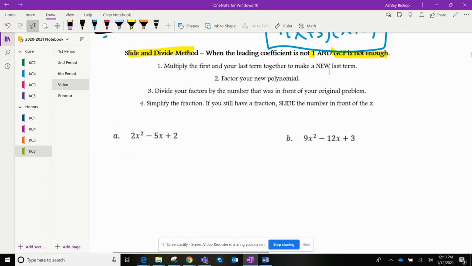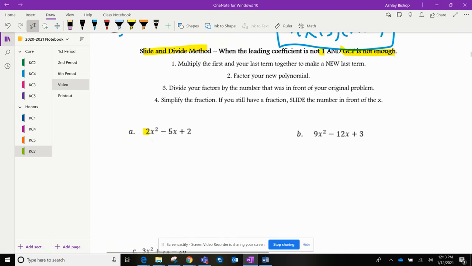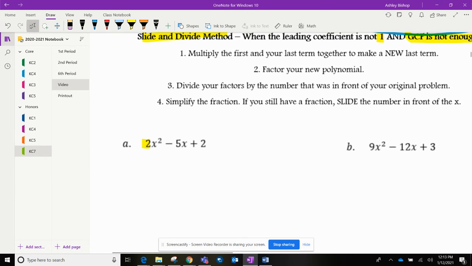So for instance, we're going to start with this example. I see 2x squared minus 5x plus 12. I notice that the first term does not have a 1. It has a 2. So I need to either factor out a greatest common factor or do slide and divide.